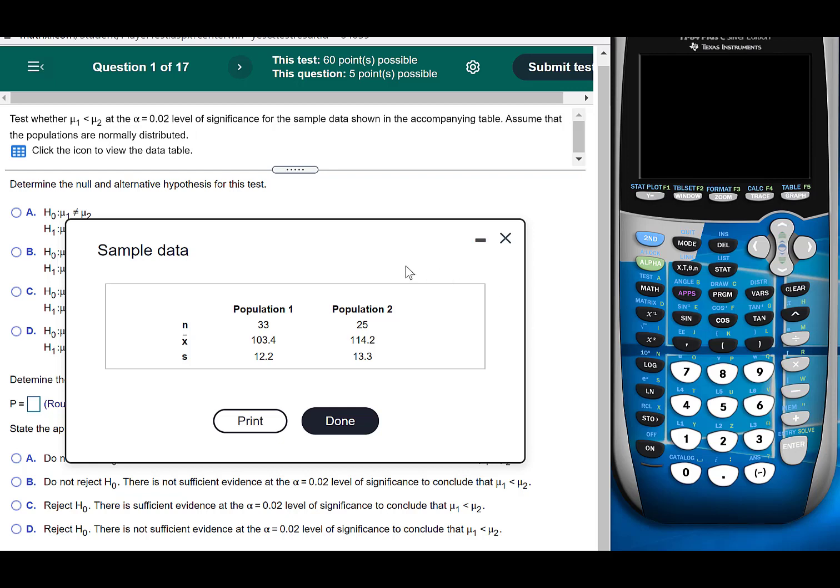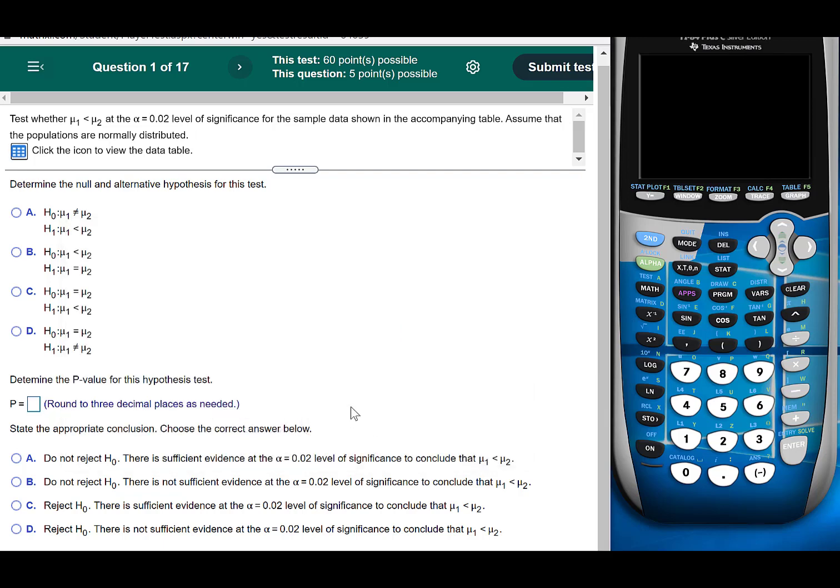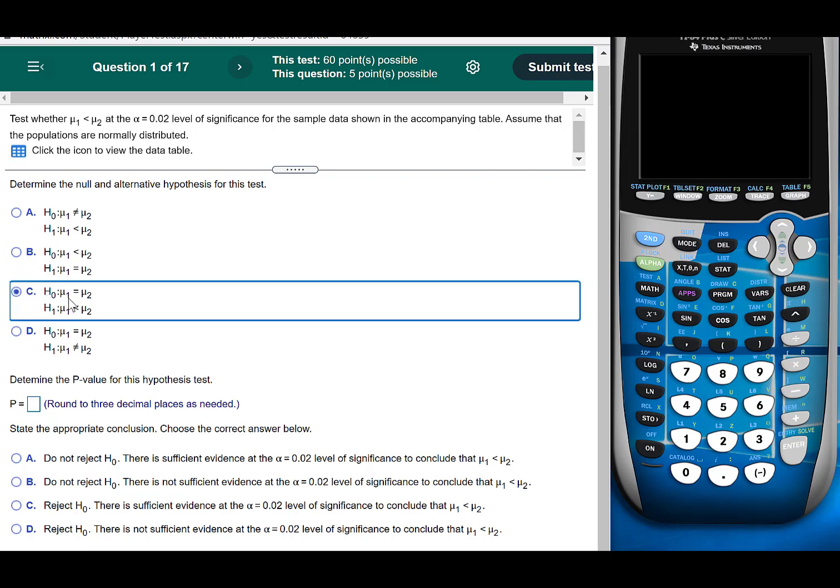Test whether mu1 is less than mu2 at the alpha equals 0.02 level of significance for the sample data shown in the accompanying table. Assume that the populations are normally distributed. Okay, so we want to test that mu1 is less than mu2. This is the alternative hypothesis, and the null hypothesis, as you know, should always be mu1 equals mu2. So our choice will be C for H0 and H1. Remember, H0 always has the equality statement, and H1 has less than, greater than, or not equal to.